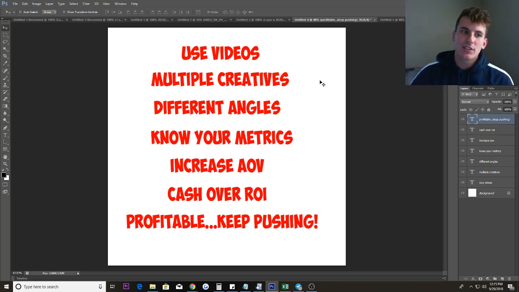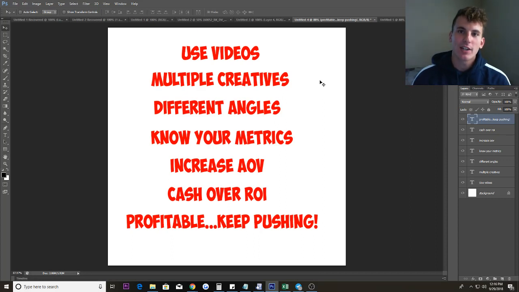Different angles, what I mean is, if you're doing a baseball product, you can target baseball players, you can target people who like ESPN, you can target fathers who have children playing baseball. There's a whole bunch of different angles. This is where you've got to get creative, and this is when you become a great marketer, if you can find different angles that work well with a certain product, right?